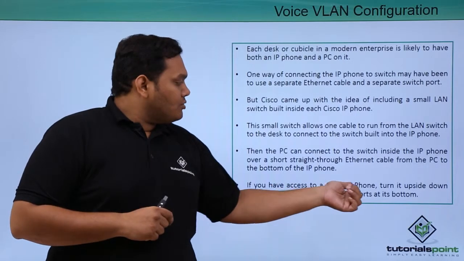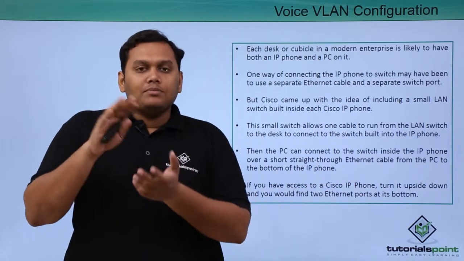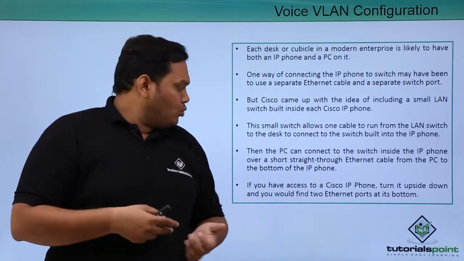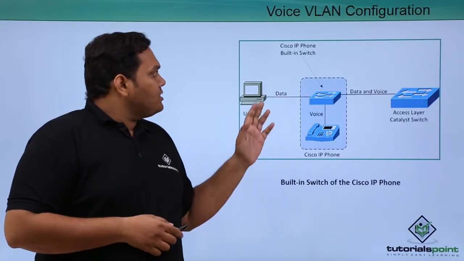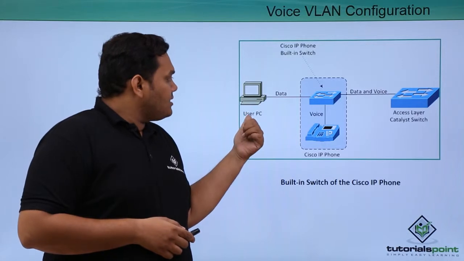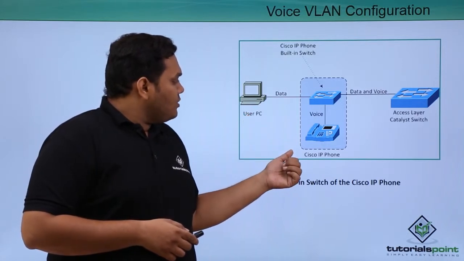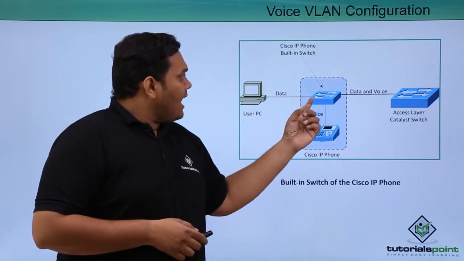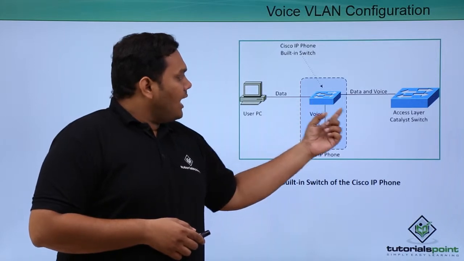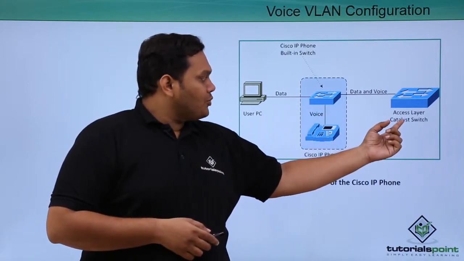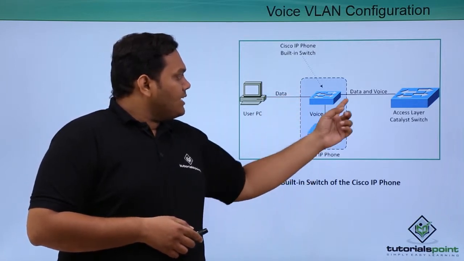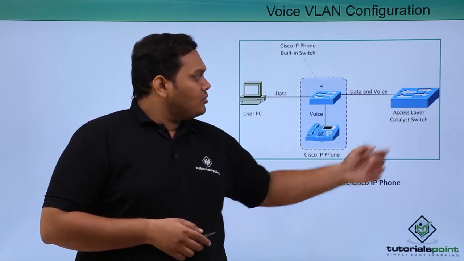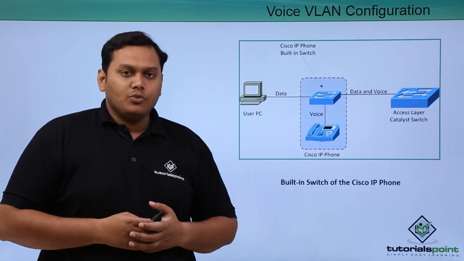If you have access to a Cisco IP phone, turn it upside down and you will see two Ethernet ports at its bottom. In the diagram, this is the user PC, this is a Cisco IP phone having a built-in switch, and the other side is the access layer Catalyst switch. Data and voice can both be carried through to the access layer Catalyst switch.